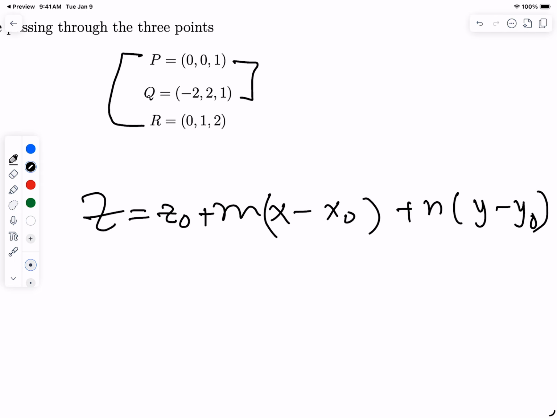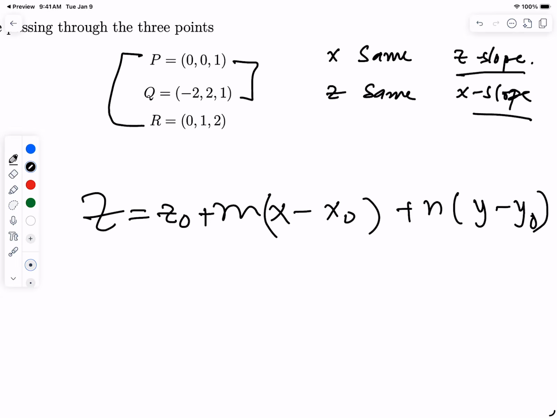No. If the x value is the same, this gives you the slope in y direction, but since the y values are not the same, same x gives you the z slope basically, and same z gives you the x slope. Now you are not finding x and y slope, you are finding x and z slope. So you should do this thing. y is equal to y0. You can do this thing.